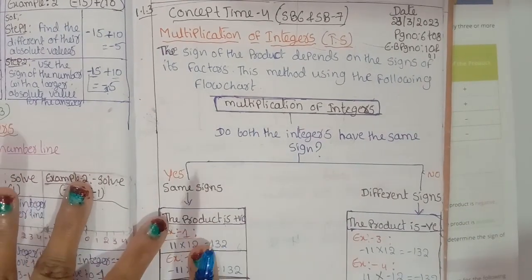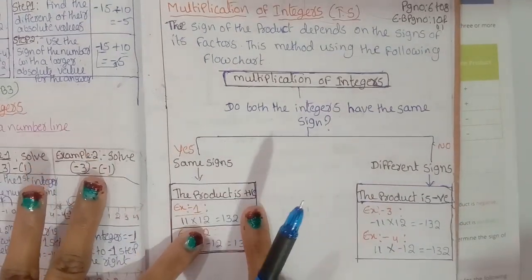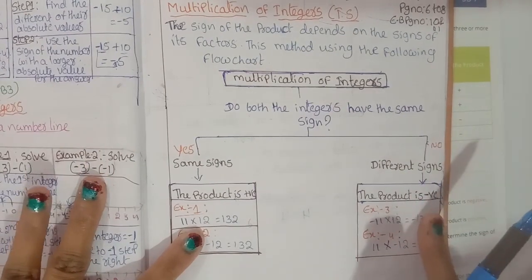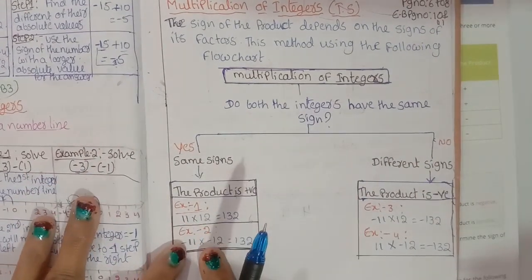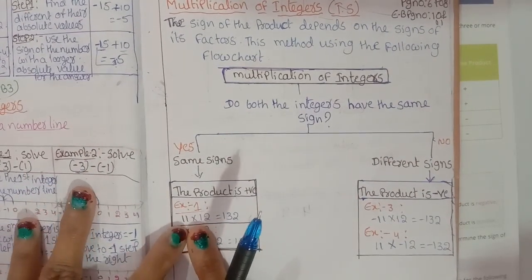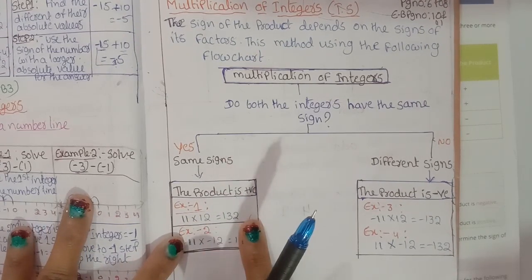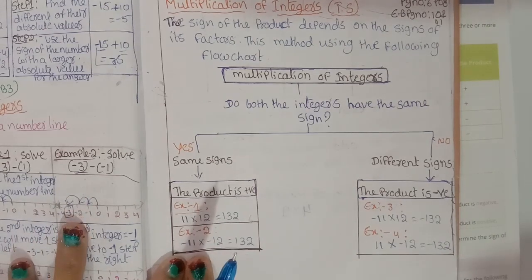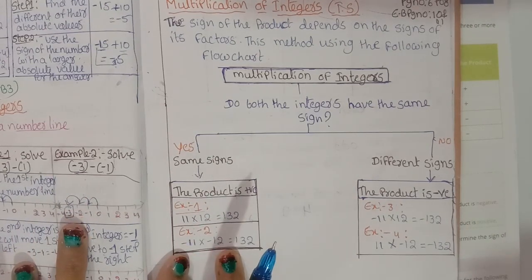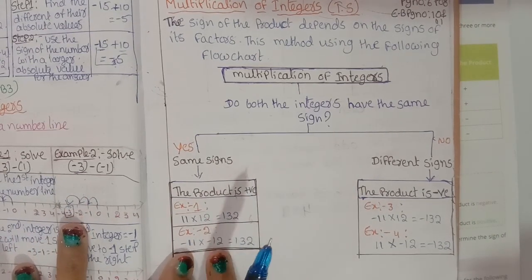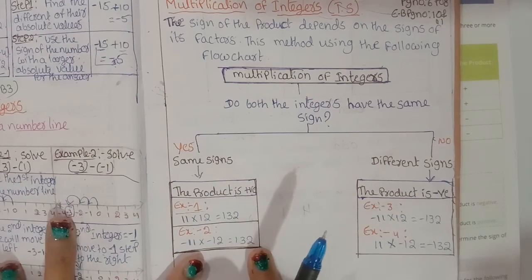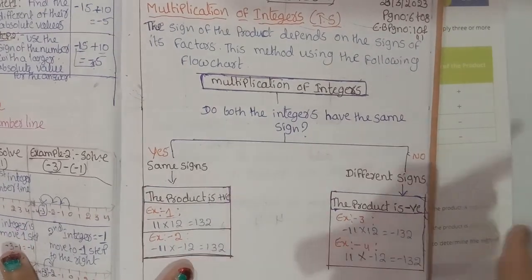In the first case, with the same signs, the product is positive. With different signs, the product is negative only. Examples: 11 cross, both are positive, so we will get a positive answer. And here, two negatives: minus into minus becomes plus, so the answer is positive only.